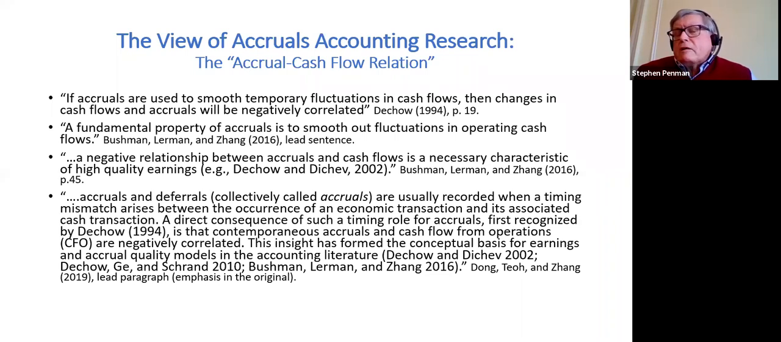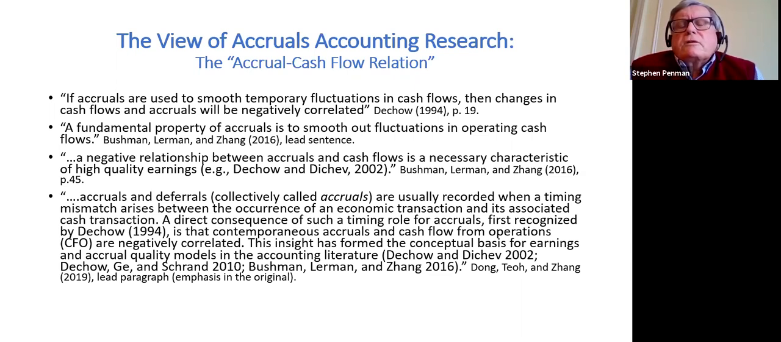There are some very good aspects to that paper, but there was one thing that people picked up, and that's the first quote here: if accruals are used to smooth temporary fluctuations in cash flows, then the cash flows and accruals will be negatively correlated. That is what's called the accruals cash flow relation, a negative correlation between cash flows and accruals. And it's that relation that is at the heart of our critique here.